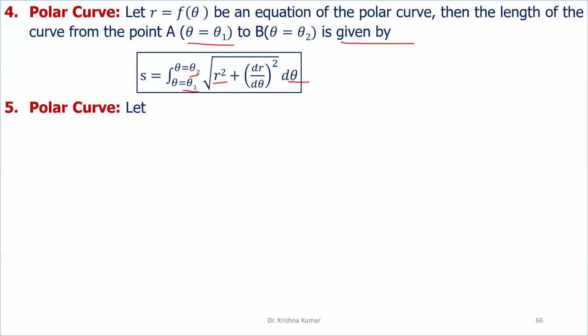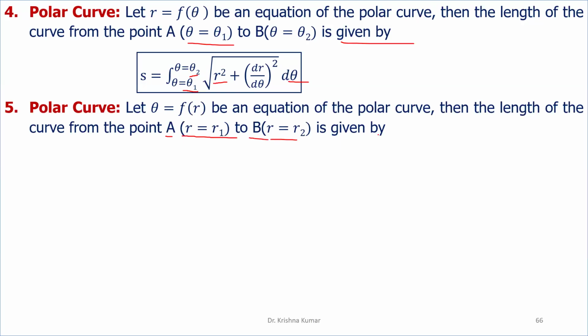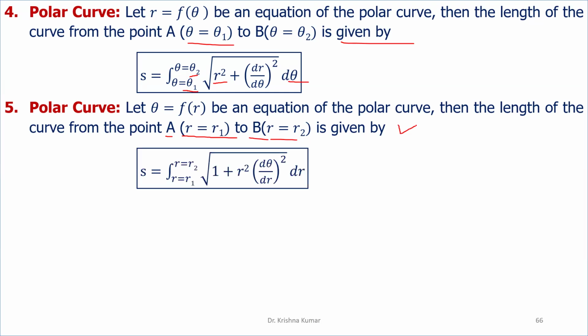Now if the polar curve is theta is equal to f of r, then how to calculate the rectification of that polar curve? So let theta is equal to f of r be an equation of the polar curve. Then the length of the curve from the point A, r equal to r1, to B, r equal to r2, is given by s is equal to integration under the limit r equal to r1 to r equal to r2 of root over 1 plus r square (d theta/dr) whole square with respect to r.